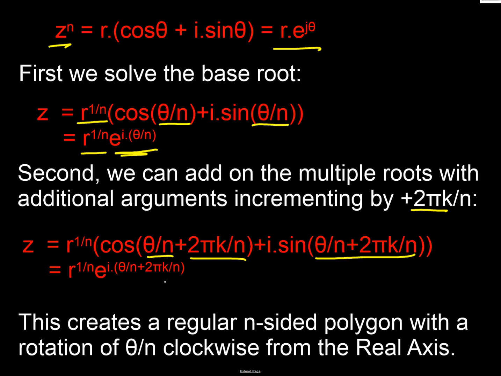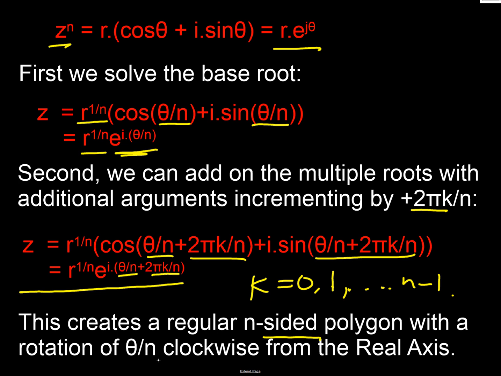So a simpler way to look at it, if you're comfortable, is in the e format. So we've got r to the 1 over n, e to the i theta over n, and then it's theta over n, our specific solution, and then 2 pi k over n for our general solution, where k equals 0, 1, 2, 3 up to n minus 1. Yeah, and of course that would create a regular n-sided polygon rotated by angle theta over n anticlockwise from our real axis.